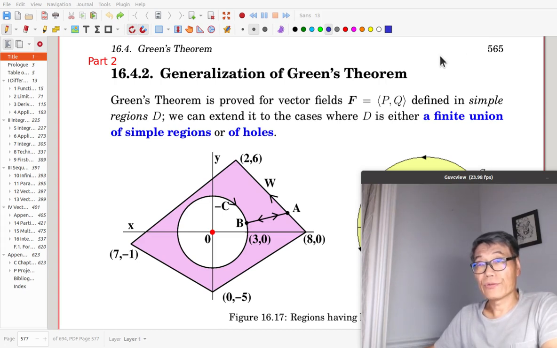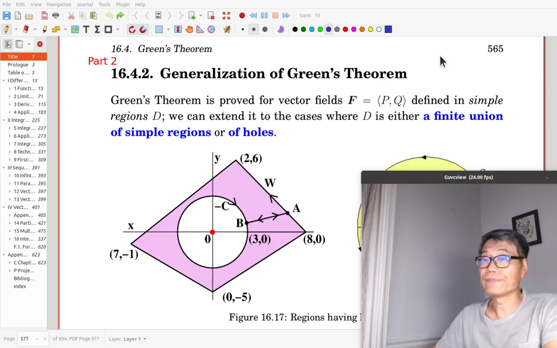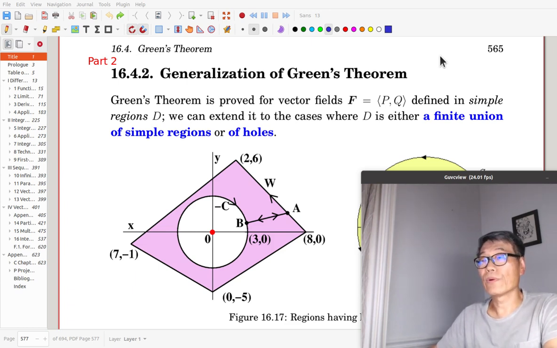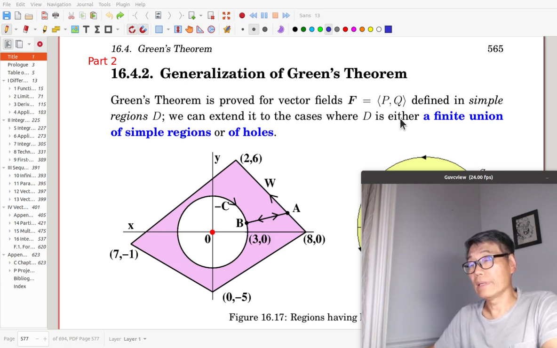It is part 2 of section 16.4, Generalization of Green's Theorem. Green's Theorem is proved for vector field F defined in simple regions. Here we'll extend it to the cases where D is either a finite union of simple regions or having holes.